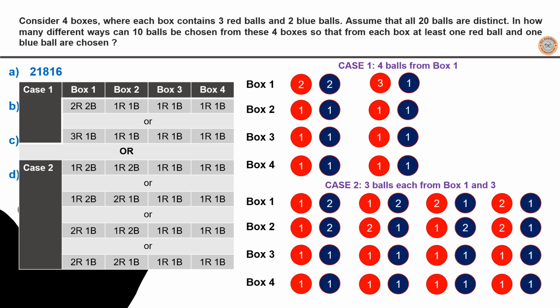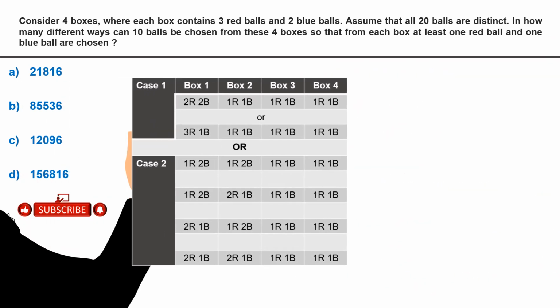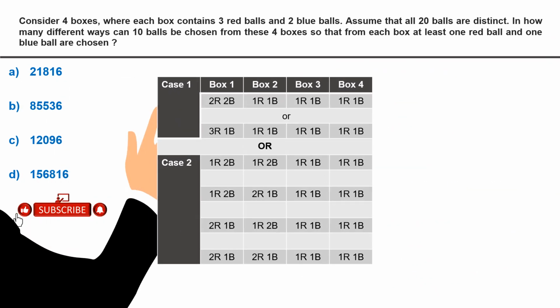So we can find out that for box 1, box 2, box 3 and box 4, there are many possibilities. So let's understand how we form this table. Now this is the only important case here. In that case, we have noticed 2 red, 2 blue, 1 red, 1 blue, 1 red, 1 blue, and so on and so forth. When I complete this chart, we can easily find out the cases.